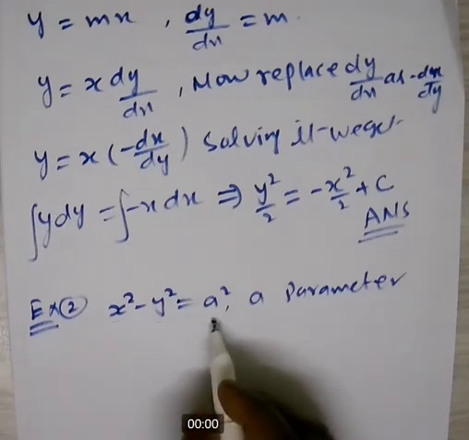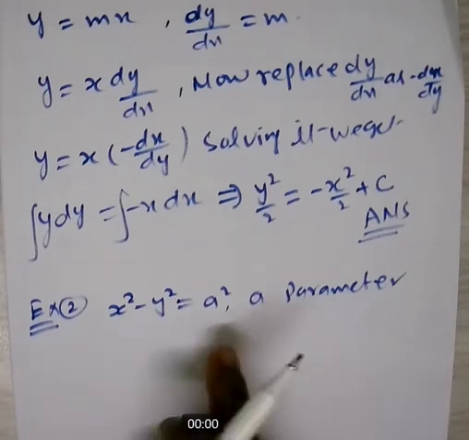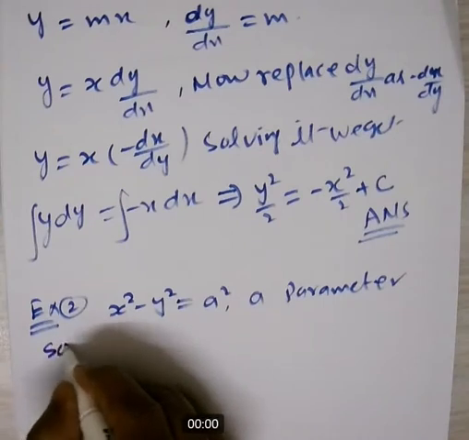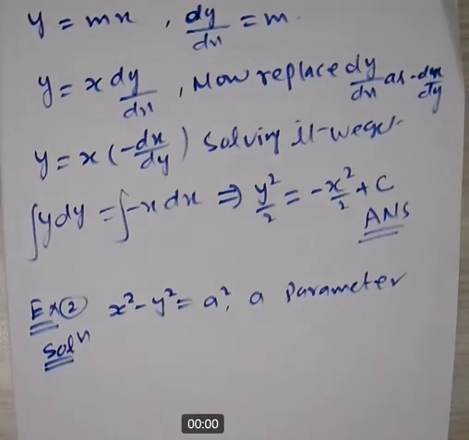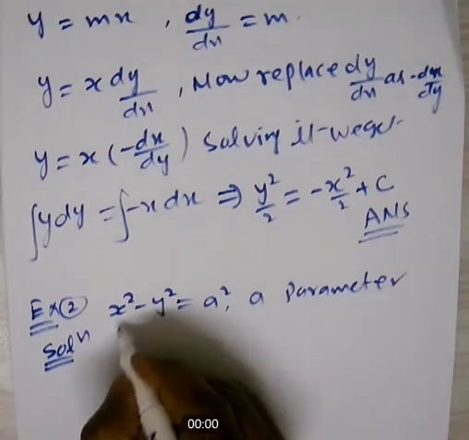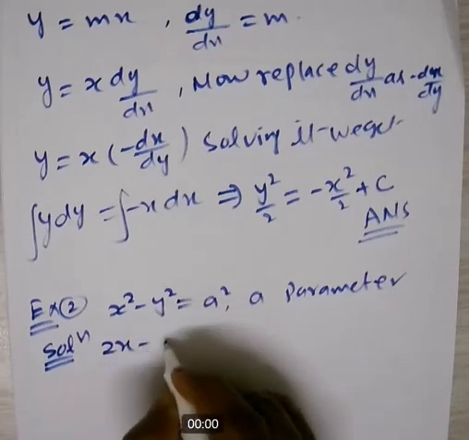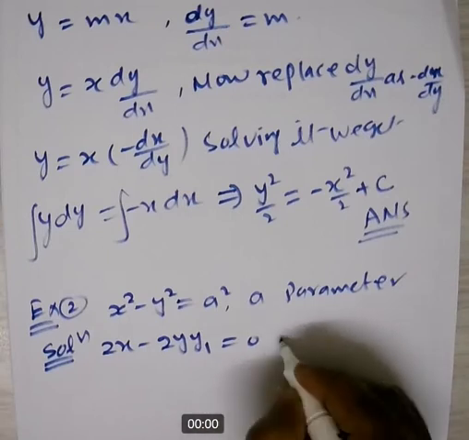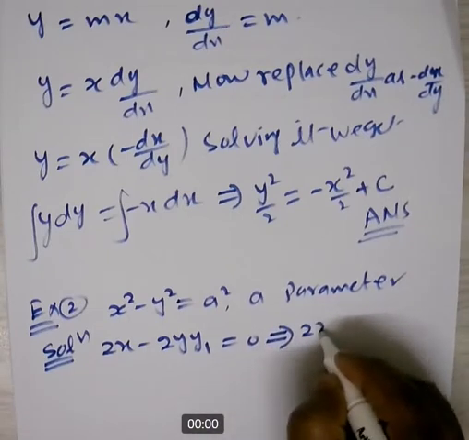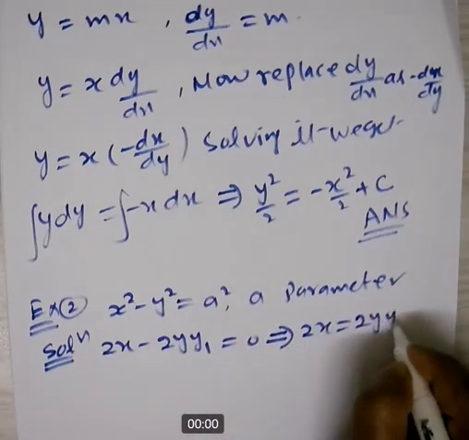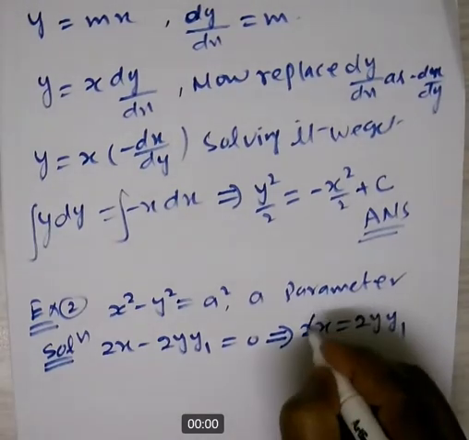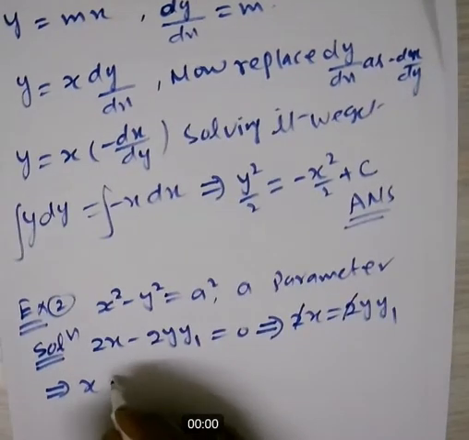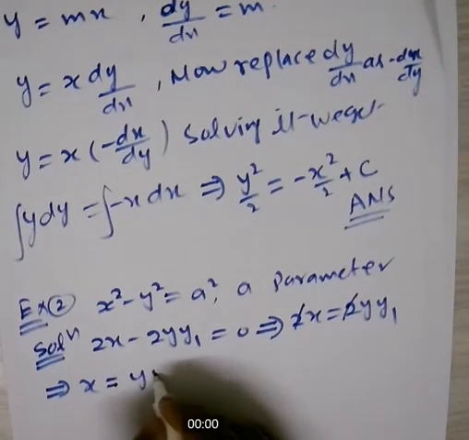Another example: find the orthogonal trajectory of x square minus y square is equal to a square, where a is a parameter. See, how many parameters, how many constants? One constant. It means you need to differentiate it one time. So the derivative of x square is 2x, minus the derivative of y square is 2y y1, equal to 0. Now we can write 2x is equal to 2y y1, and cancel this. So it becomes x equal to y y1.